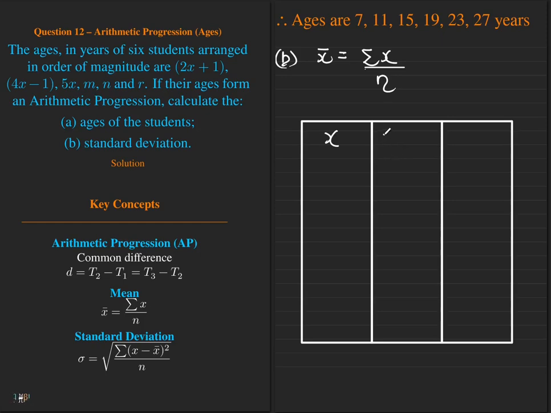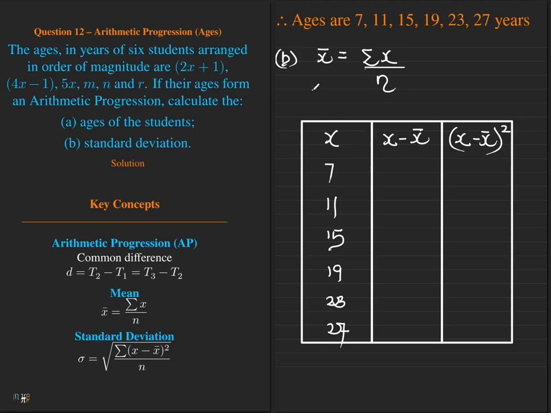And then we'll look for the deviations, and then the square of the deviations are also going to be here. Since their frequencies are just 1, there's no need bringing the f. So we have 7, then an 11, a 15, a 19, a 23, and then a 27.